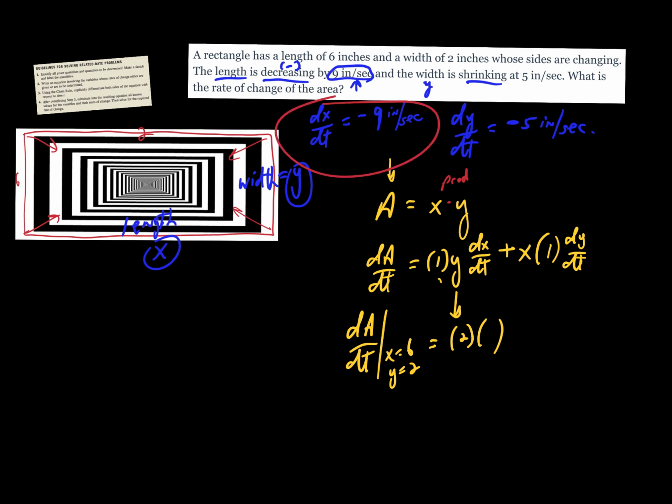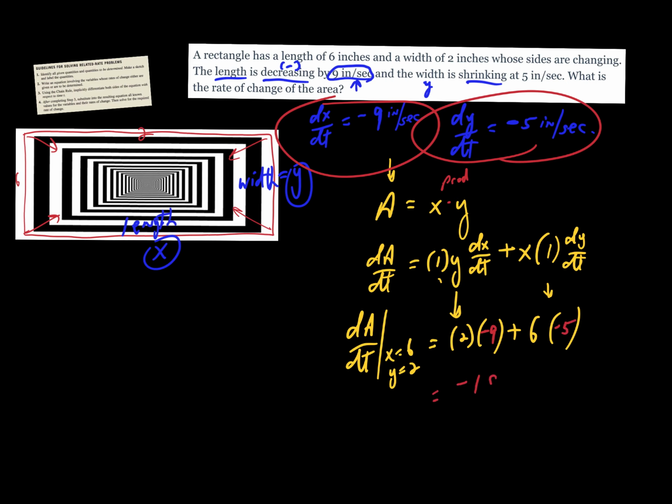Let's see what we got. We want to find the change in the area over time, and we want to evaluate it the moment our x value is 6 and the y value is 2. That's where we started. If you plug in, we don't need the 1 here, so the y value is 2, and the dx/dt was given to us up here. That's negative 9, so a negative 9 goes there. Plus, the x value is 6, we don't need the 1 there, and the dy/dt was given to us, that's negative 5.